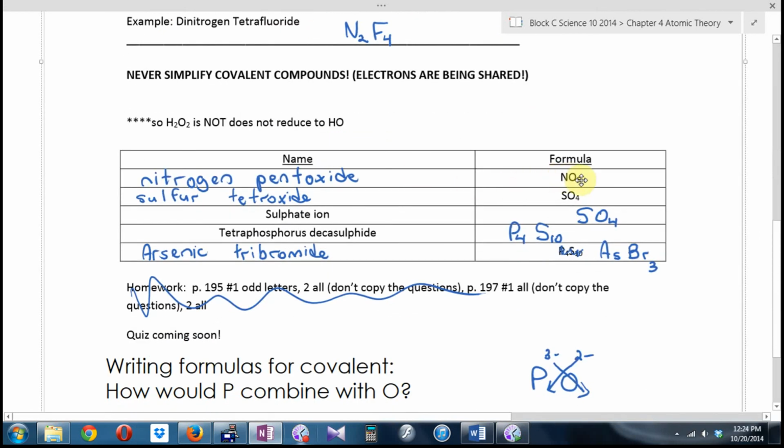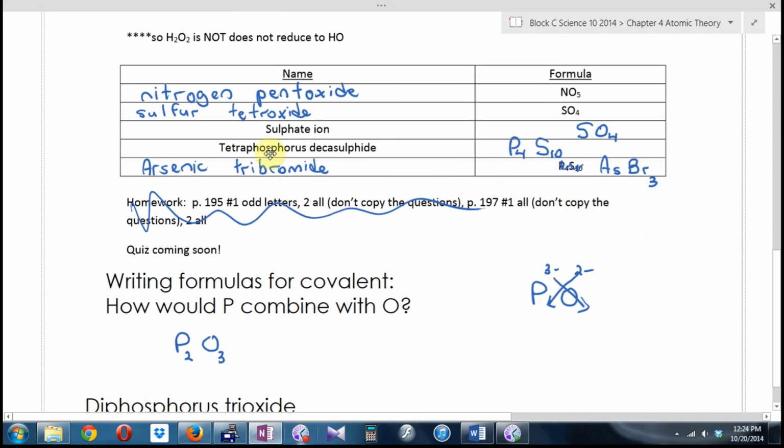We said NO5 would be nitrogen pentoxide. We said SO4 would be sulfur tetroxide. We said tetraphosphorus decasulfide. Tetra means 4 phosphoruses, so P4. Deca means 10, sulfide, S10.